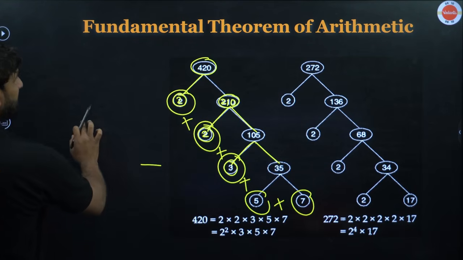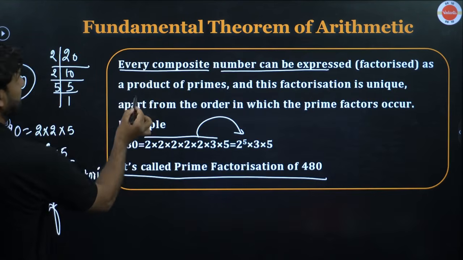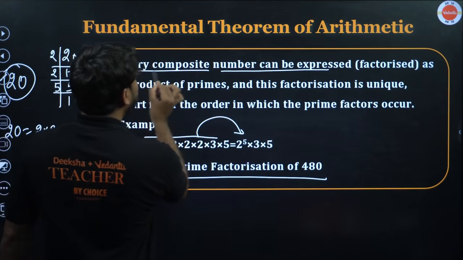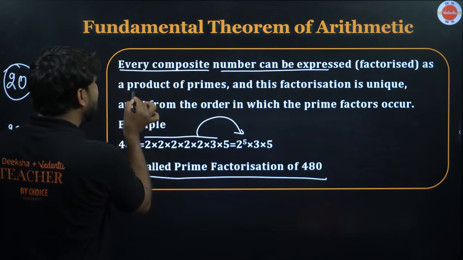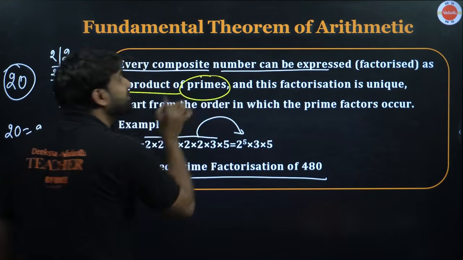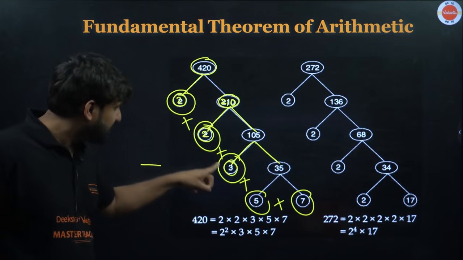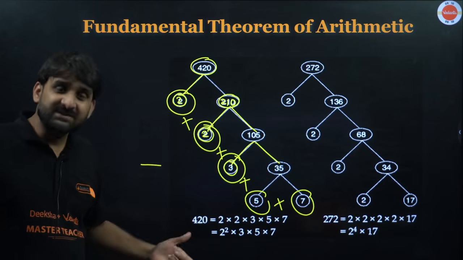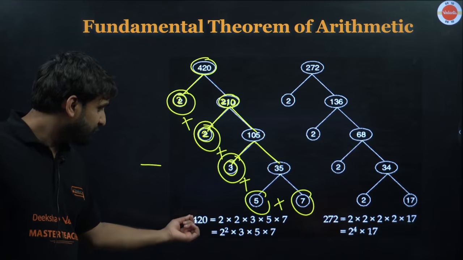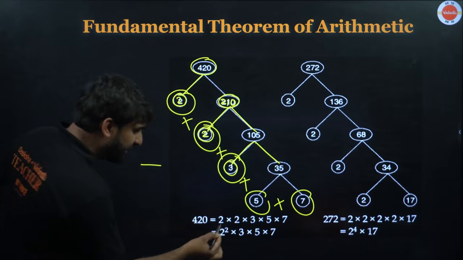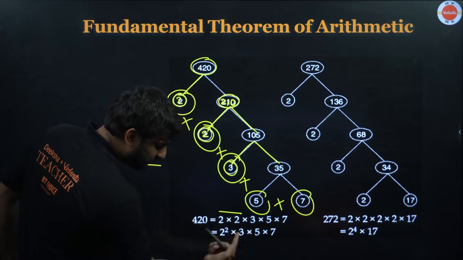Can you see here? Look at the definition of the fundamental theorem. Every composite number can be expressed as the product of primes. Can you see these are the prime values? This is the fundamental theorem of arithmetic. So 420 can be written as, how many times is 2 appearing? 2 to the power 2, into 3 into 5.